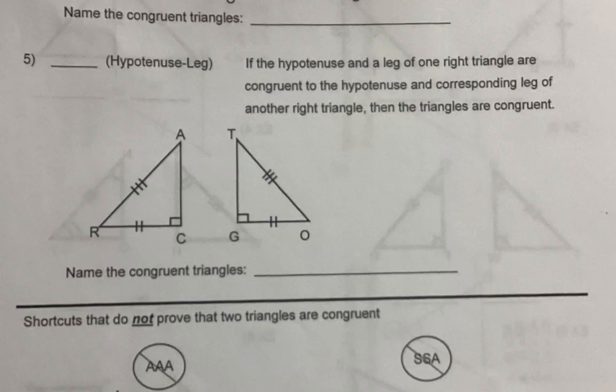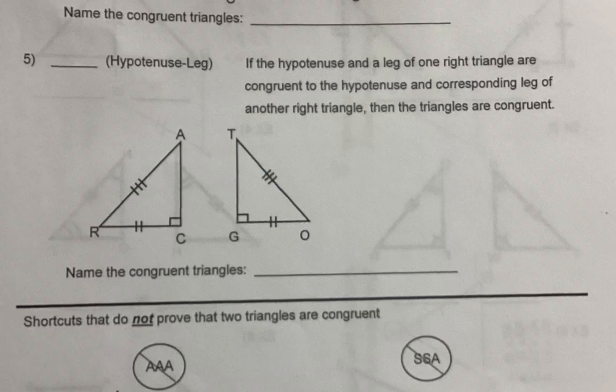If the hypotenuse and a leg of one right triangle are congruent to the hypotenuse and corresponding leg of another right triangle, then the triangles are congruent. We got the right angle, the right angle. So if I know this side and this side, then because that's a right angle, it does not matter that I may not know what that is. By default, I can say that I know what they are.